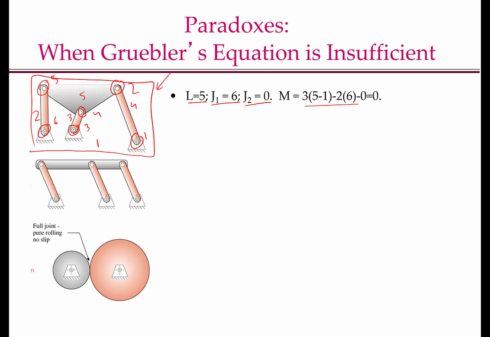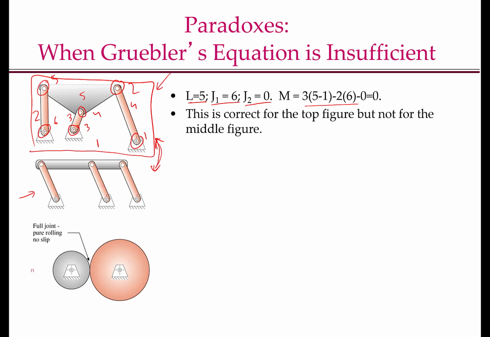If I substitute L, J1 and J2 in Gruebler's equation, I get the degrees of freedom as 0, which is correct for this mechanism. However, if you look at the second figure here, there is no difference between these two mechanisms in terms of the number of links, number of 1 degree of freedom joints, and number of 2 degrees of freedom joints. They are identical. The only difference is in the link lengths. This mechanism here can have a rotational motion. It's not a 0 degree of freedom mechanism. It is a 1 degree of freedom mechanism. So there is a paradox there. If you do the calculation, you will get 0, but actually it has a 1 degree of freedom motion.